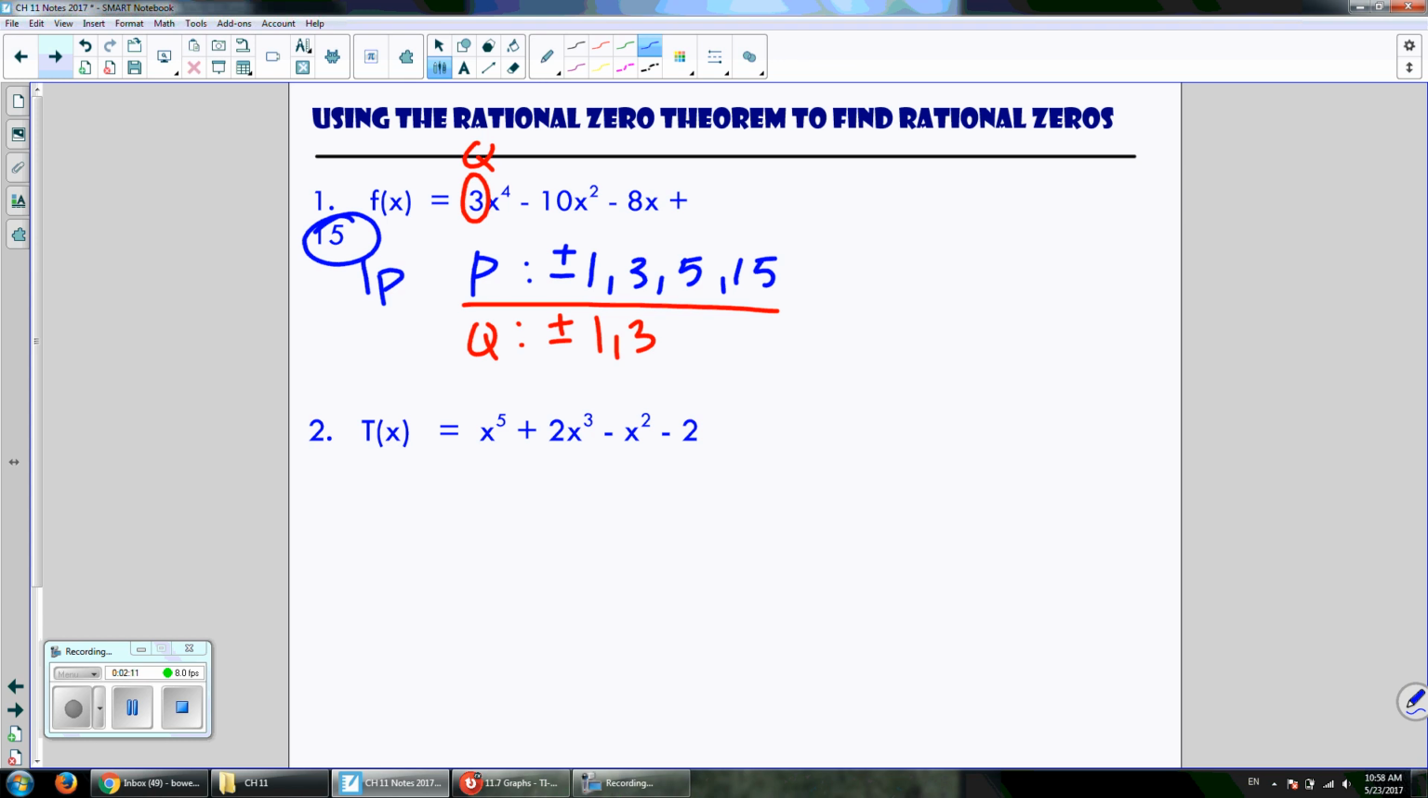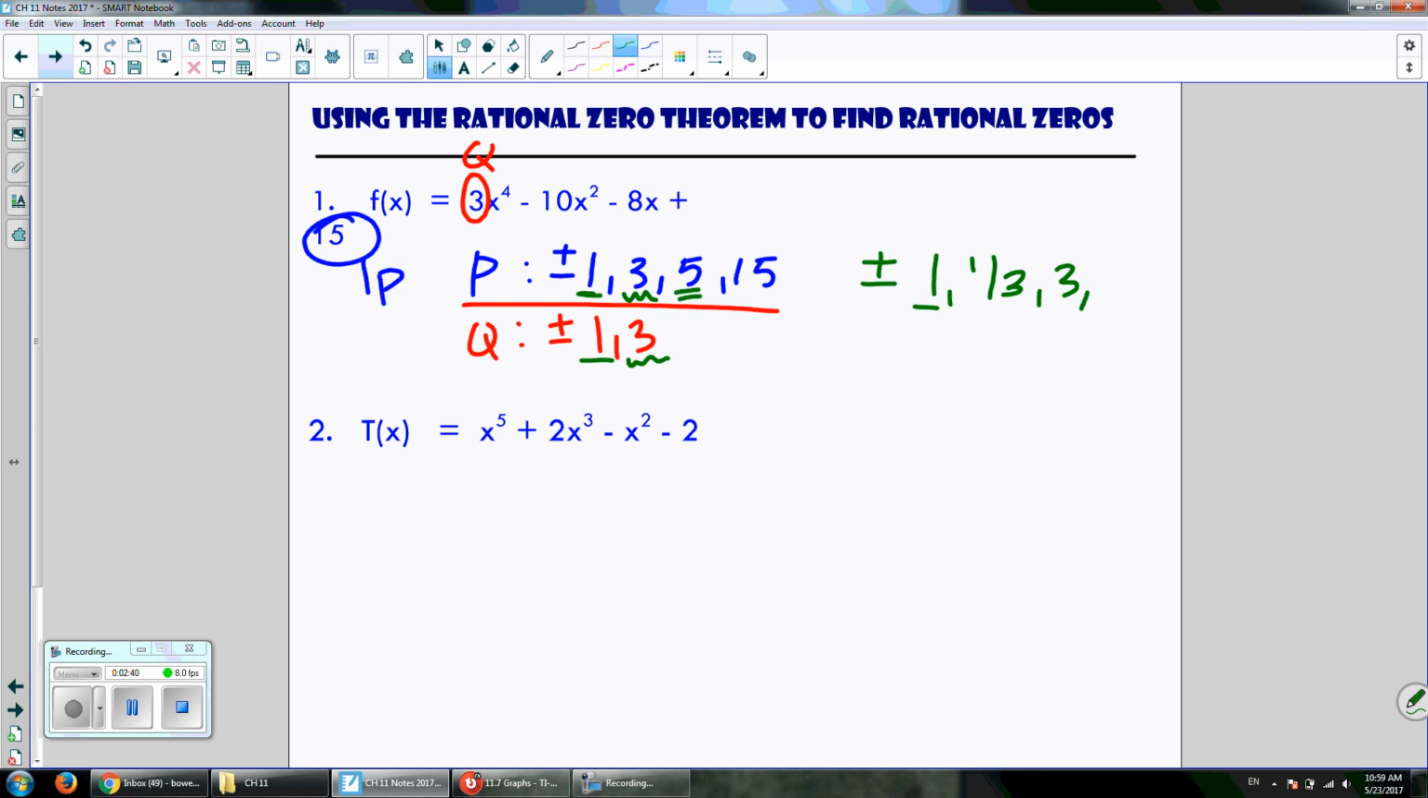So if I divide those out in all of the combinations, I'm going to use one big plus or minus sign. I'm going to start here with my 1 first. So 1 divided by 1 is 1. 1 divided by 3 is 1/3. Now I'm going to move on to my 3. 3 divided by 1 is 3. 3 divided by 3 is 1, which I already have listed here, so I'm not going to repeat that.